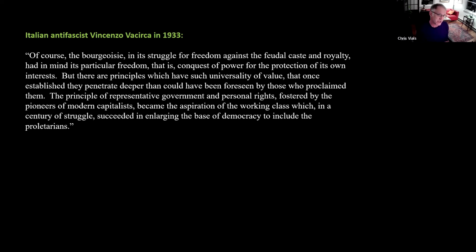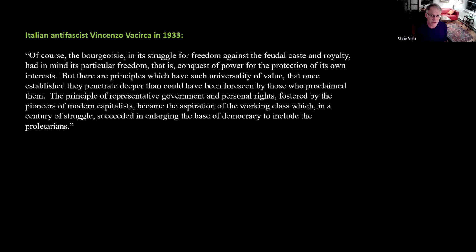But there are principles which have such universal value that once established, they penetrate deeper than could have been foreseen by those who proclaim them. The principle of representative government and personal rights, fostered by the pioneers of modern capitalists, became the aspiration of the working class, which, in a century of struggle, succeeded in enlarging the base of democracy to include the proletarians.